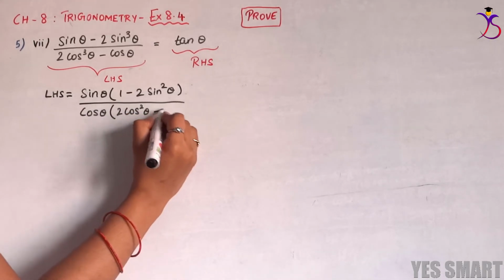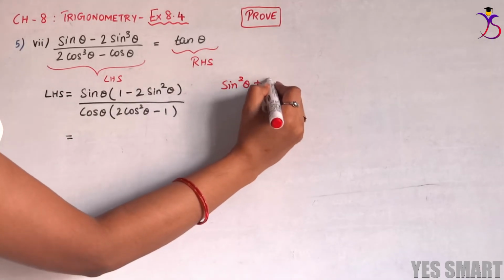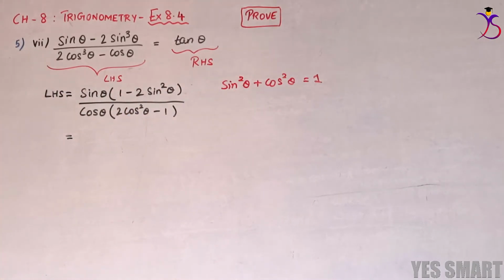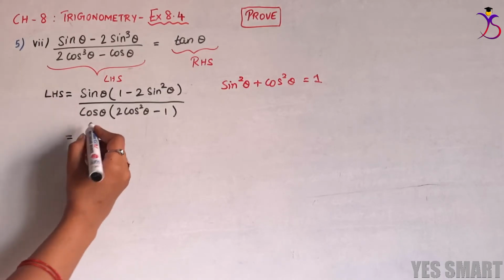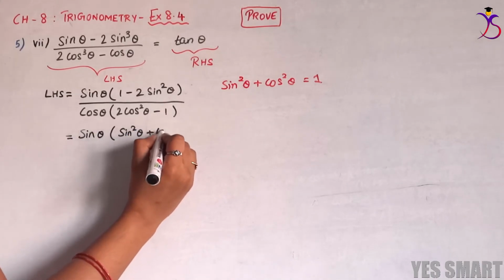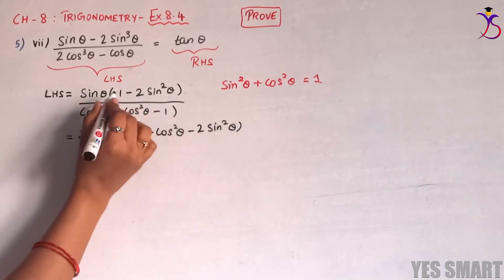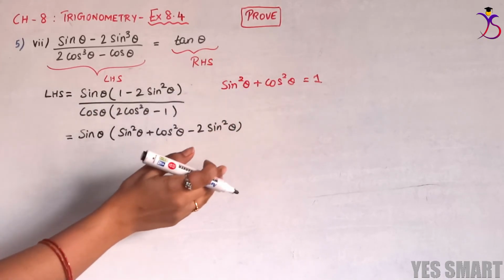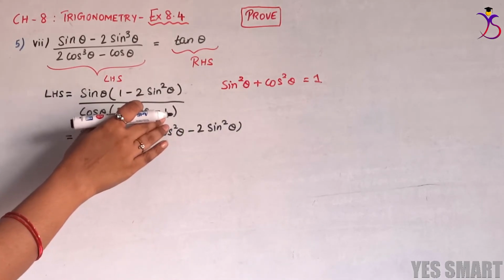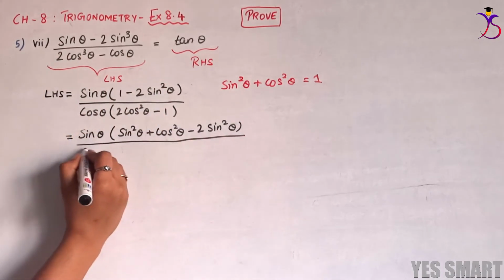As we already knew that sin square theta plus cos square theta equal to 1, in the place of 1 I am just going to substitute these terms. Therefore the numerator becomes sin theta into sin square theta plus cos square theta and minus 2 sin square theta, which is already there. Just instead of 1 I have substituted this sin square theta plus cos square theta. Same way in the denominator I am just going to substitute sin square theta plus cos square theta instead of 1.